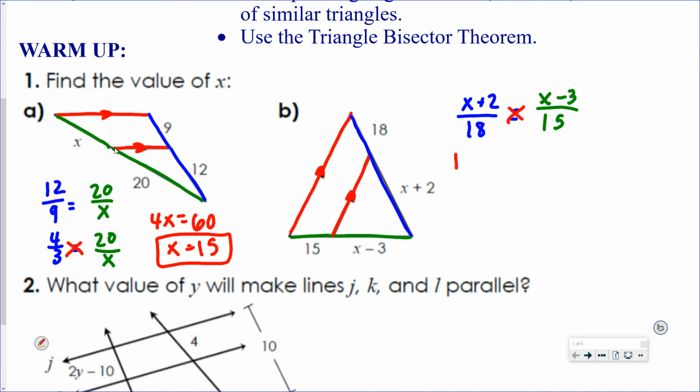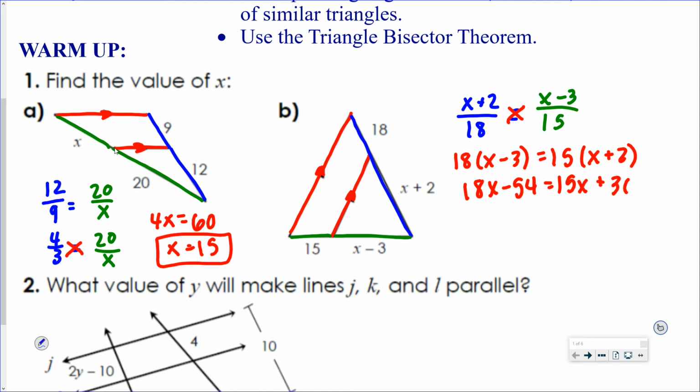All right, so here I have 18 times x minus 3 equals 15 times x plus 2. Don't forget to distribute with ones like this. I got x to be 28.